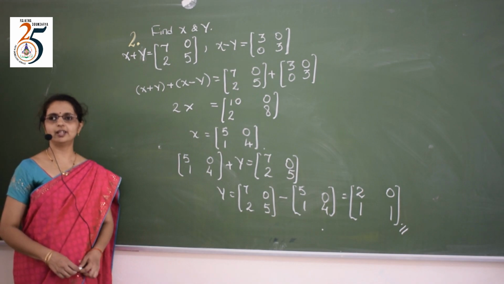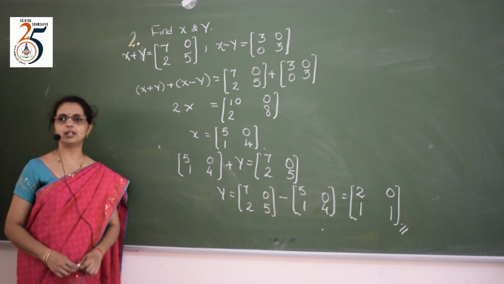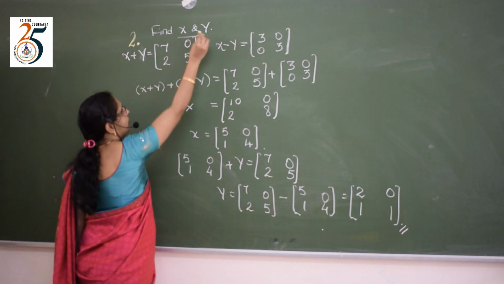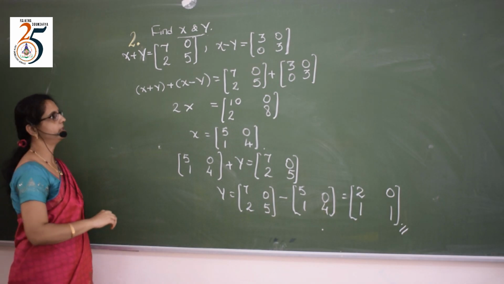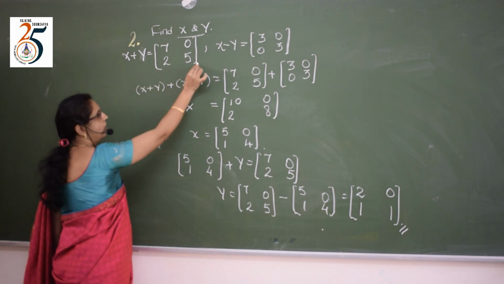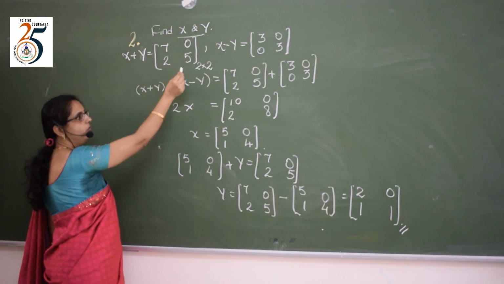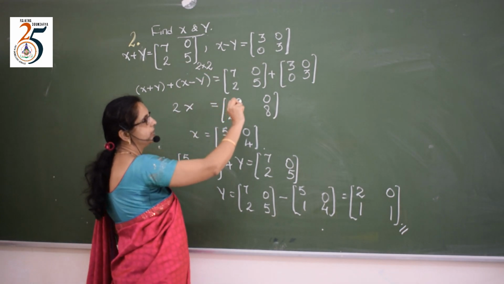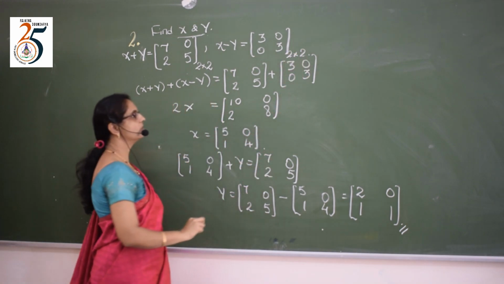Now let us consider a second problem using addition, subtraction and even scalar multiplication of the matrices. The second problem is we are supposed to find the two matrices X and Y. X and Y must be obtained using the given data that X plus Y is a matrix of order 2 containing the elements 7, 0, 2, 5, and X minus Y is the matrix 3, 0, 0, 3, which is once again a matrix of order 2.